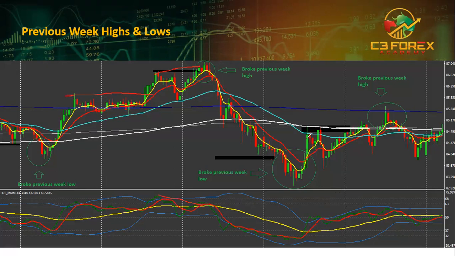Price comes right back inside of the previous week range. Breaks the low, comes right back inside of the range. Hits the high of the week and then corrects. Pull back. So they hit the high, pull back, then rose again into the week in consolidation. This is this week's high.